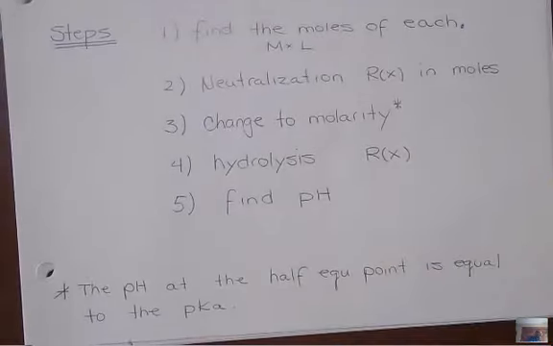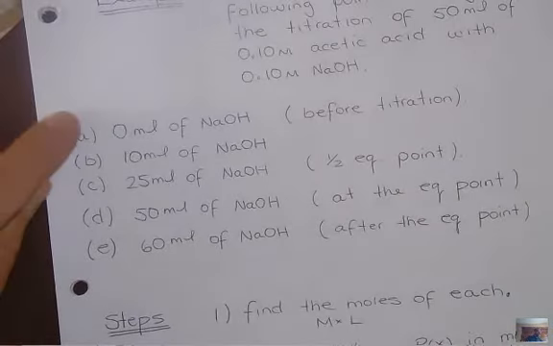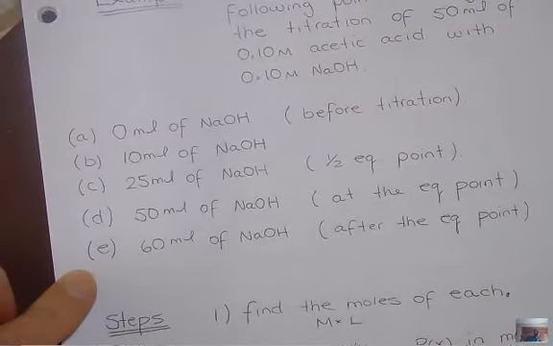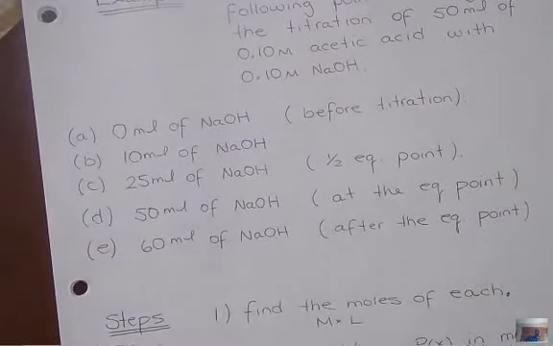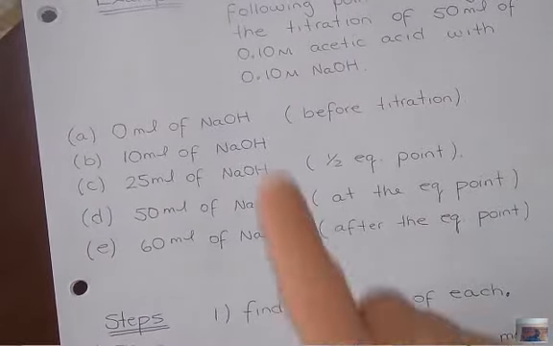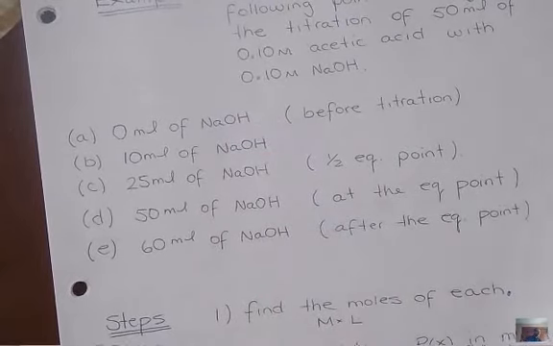Okay. All right, very important point, right? The pH at the half equivalence point is equal to the pKa. So if we're lucky enough, right? If we're lucky enough that one of these guys here turns out to be the exact half equivalence point, then the math becomes very easy for that particular question. But you still have to do all the other ones.